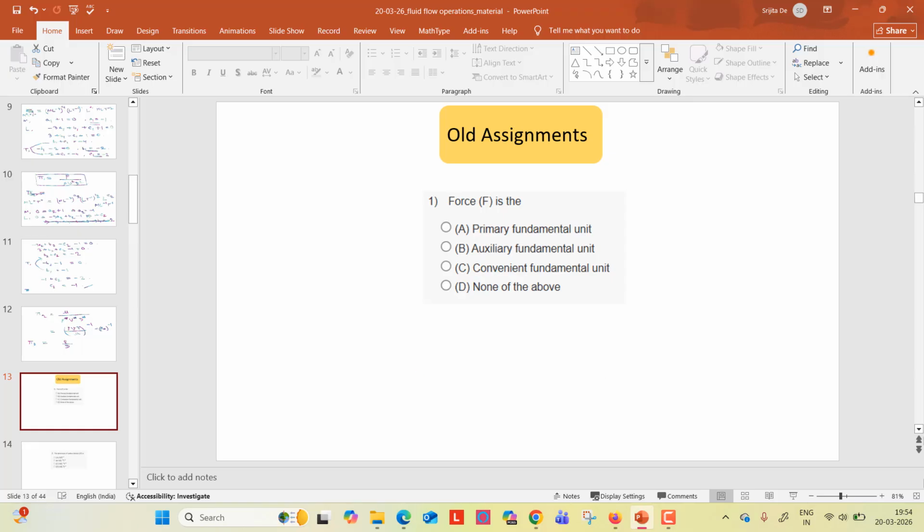So force is the primary fundamental unit, auxiliary fundamental unit, and the convenient fundamental unit. So the primary one, you know, is MLT. We have just gone through MLT. Auxiliary comes the theta, the mole, candela kind, and convenient has the F, force. So it is the convenient fundamental unit.